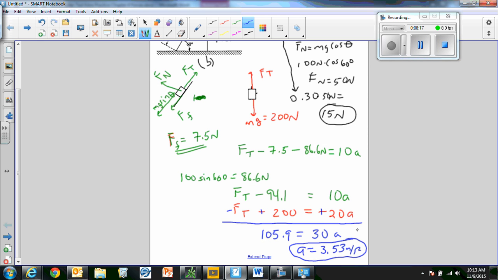To get my tension force, I just take this number and put it back in an original equation. I'll put it in the green equation. When I do that, I get Ft equal to 35.3 plus 94.1, which gives me 129. And that's how you do that problem. The D part, which is all this down here, was a lot harder than the first part.